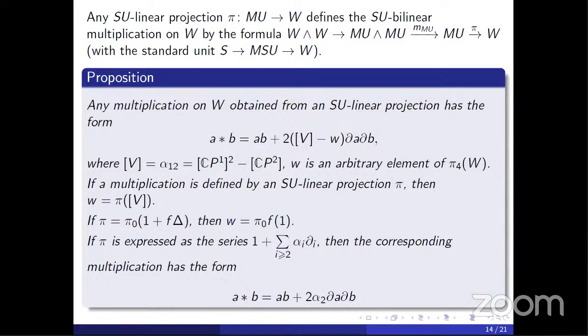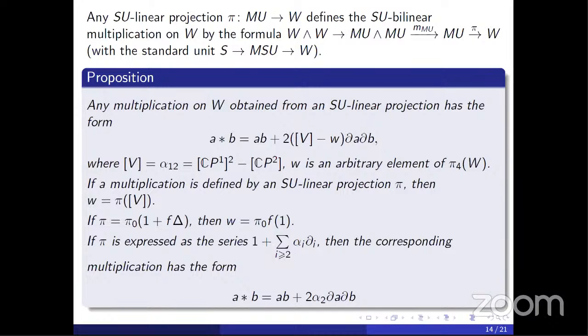If a multiplication is defined by an SU linear projection pi, then W is just the value of pi at V. And if we express pi via the Stonk projection of this form, then W is pi F1, and in particular for pi 0 itself, for the Stonk projection, F is 0 and then W is 0, and the multiplication has the form without W here. It's the multiplication defined by the Stonk projection.